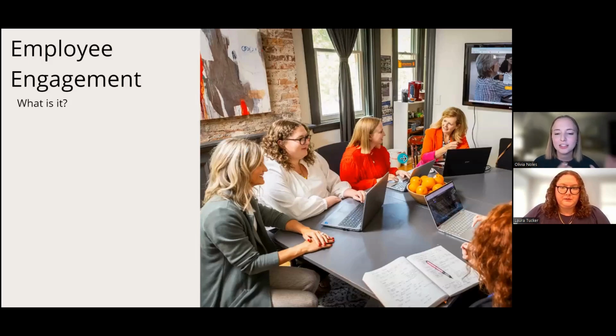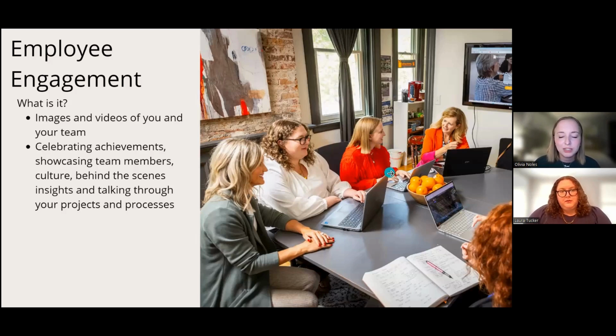So the next content bucket that you can try to incorporate each month into your social calendar is employee engagement style posts, which by this we just mean pictures or videos that are showing employees on your team. This could be celebrating achievements, showcasing new team members, or maybe like the team member of the month, showing behind the scenes insights, projects that you guys are working on, really explaining your process personally. You could also do like, here's a look at our office. This is the BOM team in our office. So that is an example of an employee engagement kind of piece of content.